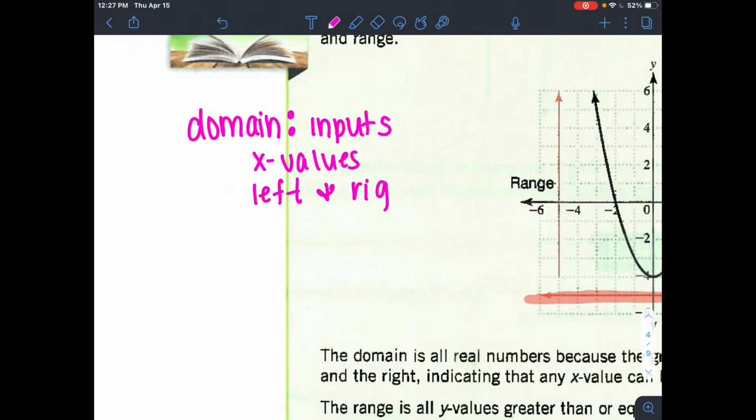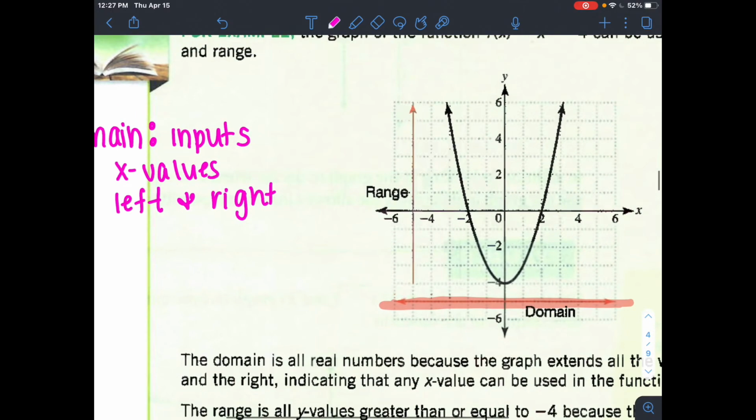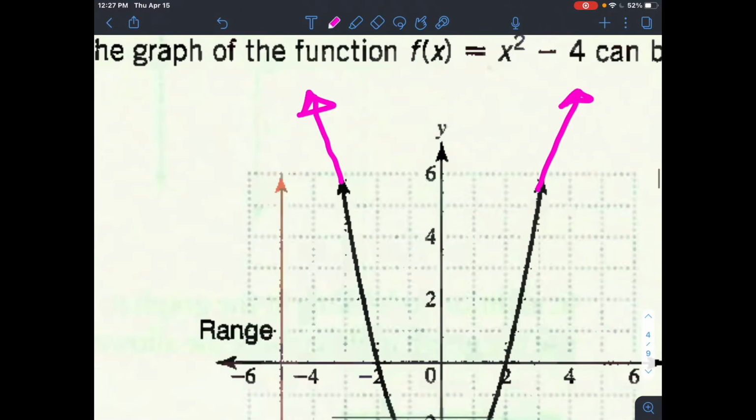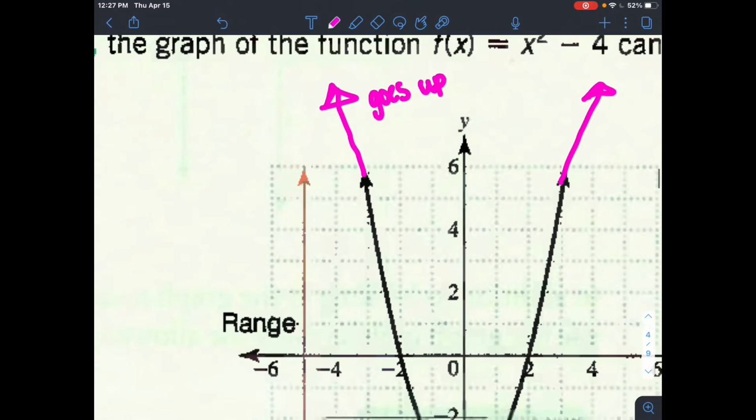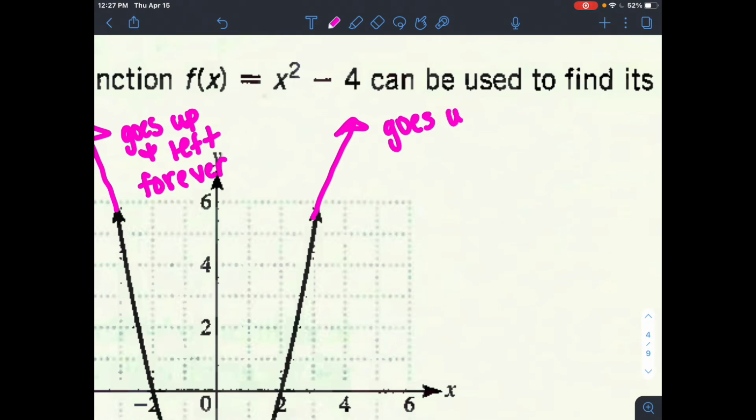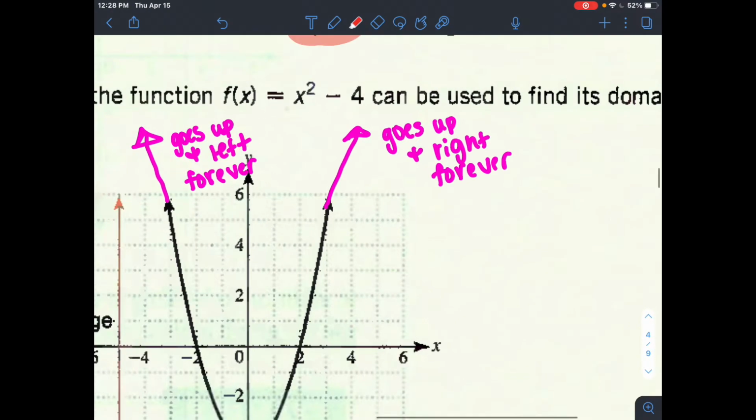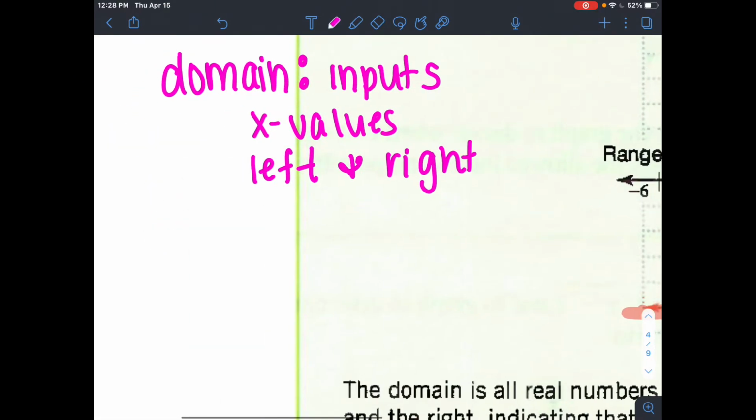Okay, and in this case, my line continues on forever. I'm going all the way to the left forever, all the way to the right forever. This side goes up forever, and it happens to go left forever. This side goes up and right forever. So if it's going to the left and to the right forever, we can say that this particular function's domain is from negative infinity to positive infinity. It's going on forever. So it's all the x values in the world.